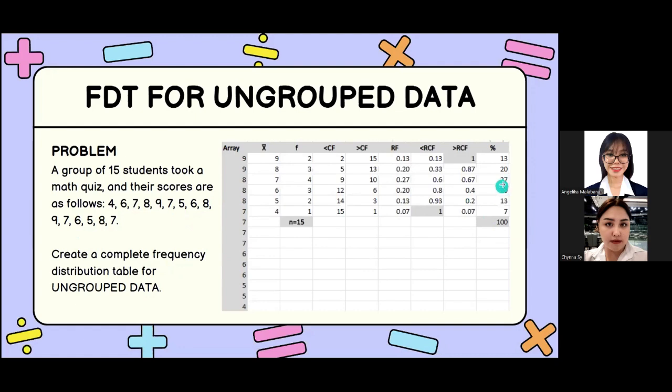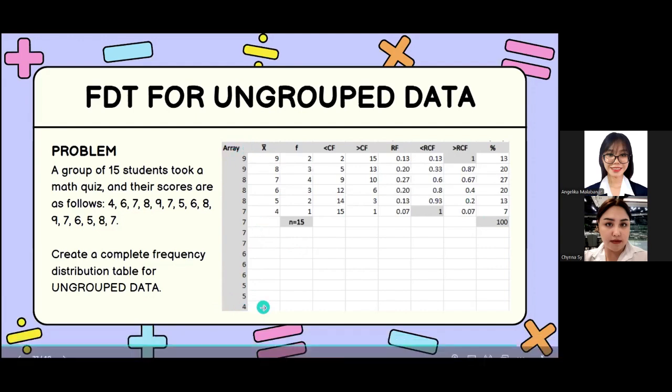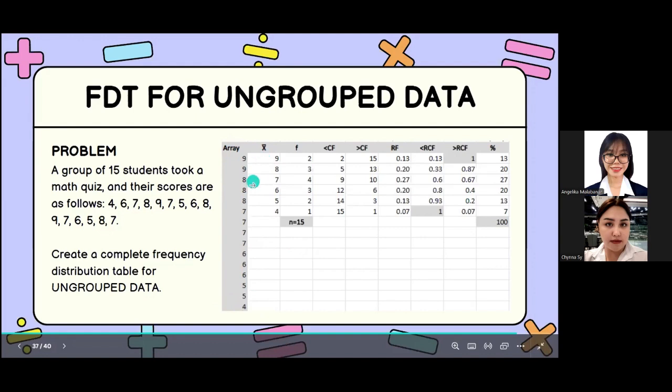Balikan lang natin kung paano ba kinukuha or sinasolve each table. So first is array. Hindi siya actually part ng table, but just for you to see. Now, so this is the first step is to arrange the data into an array. Again, this is in descending order, meaning we start from the highest value going down to the lowest value.